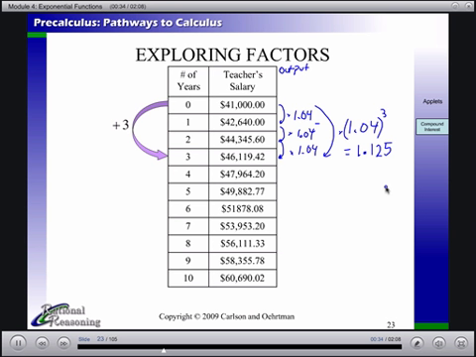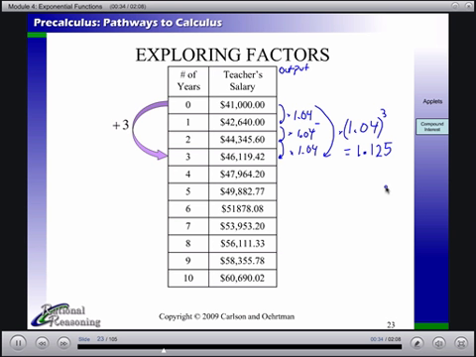Okay, because this is a different multiplier, what's the effect of this multiplier? The effect of this multiplier is to give you the salary. What salary? 3 years later, not the next year, but 3 years later. So the 1.04 gives you the salary the next year. The 1.125 gives you the salary 3 years later.